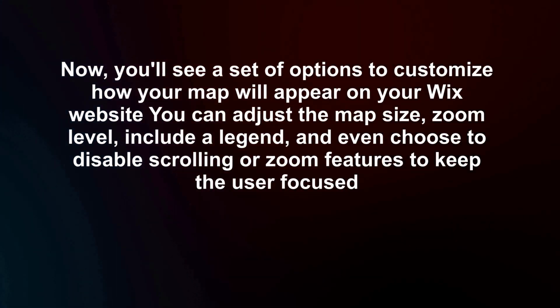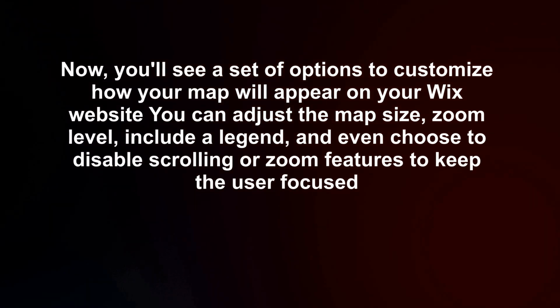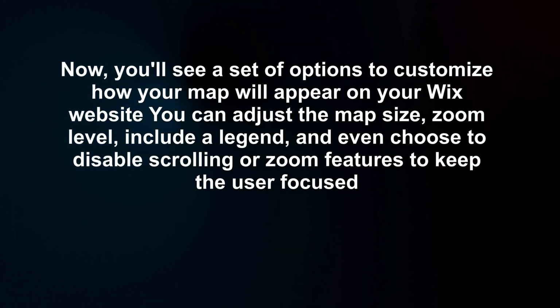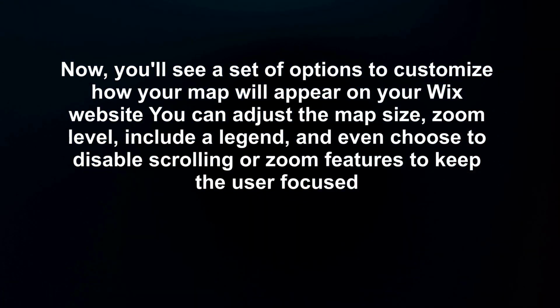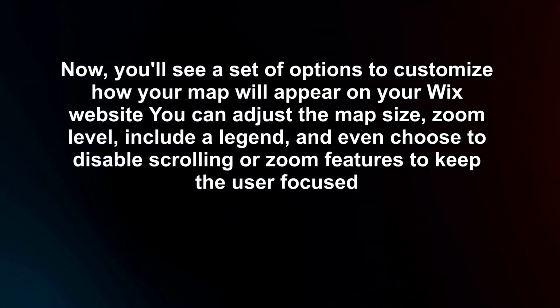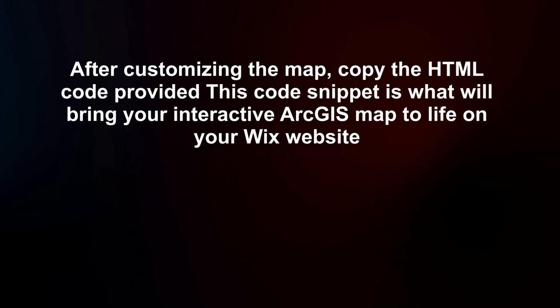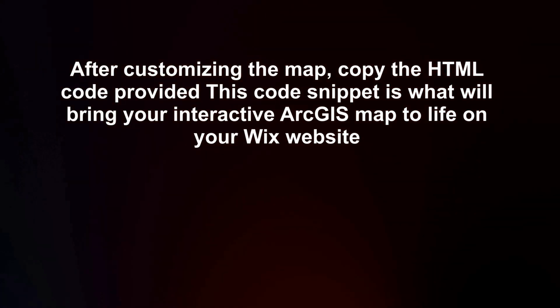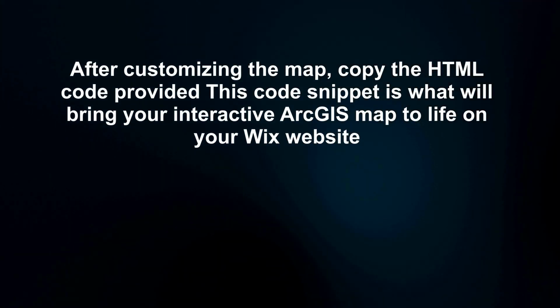Now, you'll see a set of options to customize how your map will appear on your Wix website. You can adjust the map size, zoom level, include a legend, and even choose to disable scrolling or zoom features to keep the user focused. After customizing the map, copy the HTML code provided. This code snippet is what will bring your interactive ArcGIS map to life on your Wix website.